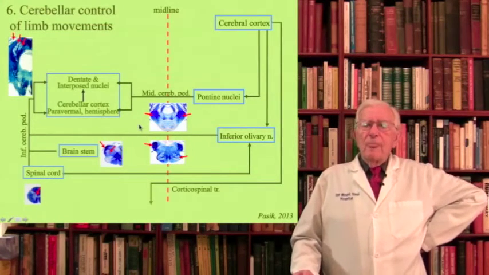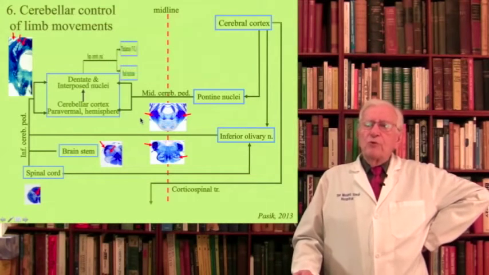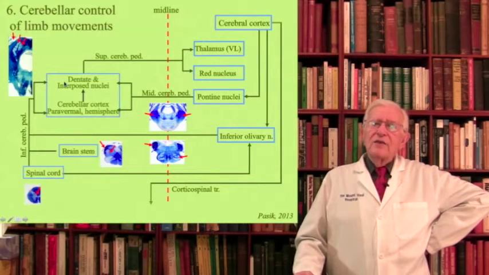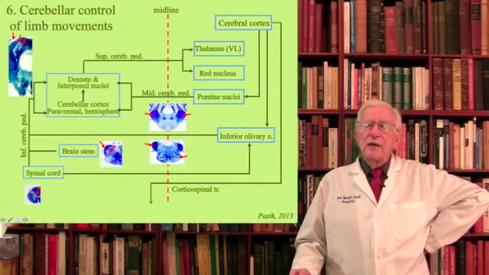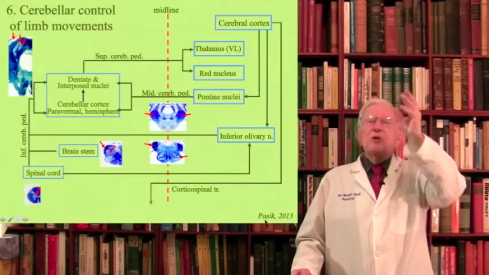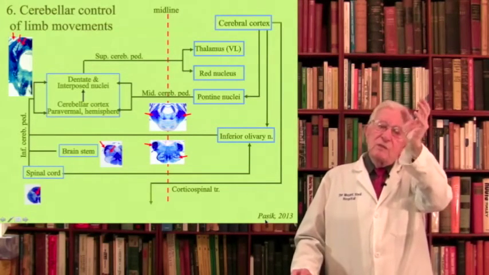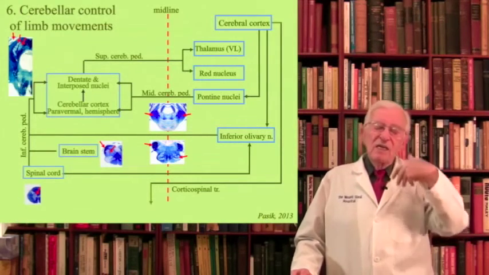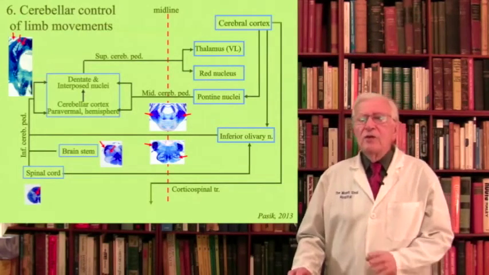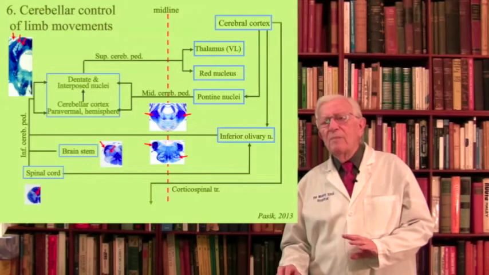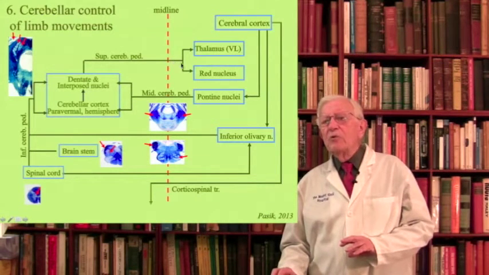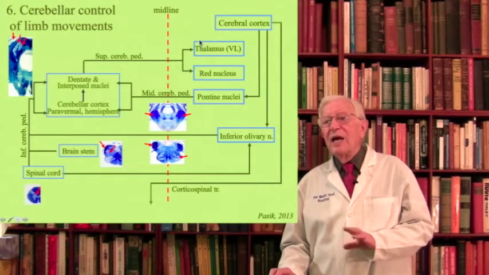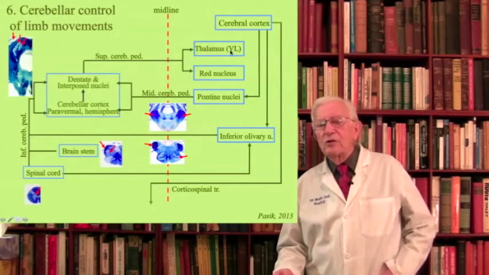Now comes the output of the cerebellum. And this output, as you can see, comes essentially from the dentate and interposed nuclei, and from the superior cerebellar peduncle, which was the small one that carried the efferents from the cerebellum. This superior cerebellar peduncle crosses in the midline and terminates both in the red nucleus and in the thalamus, in the ventral lateral nucleus of the thalamus.